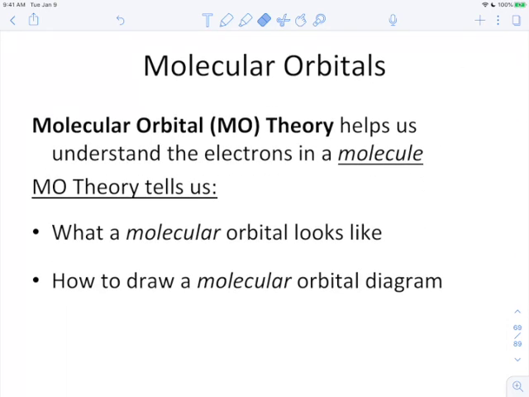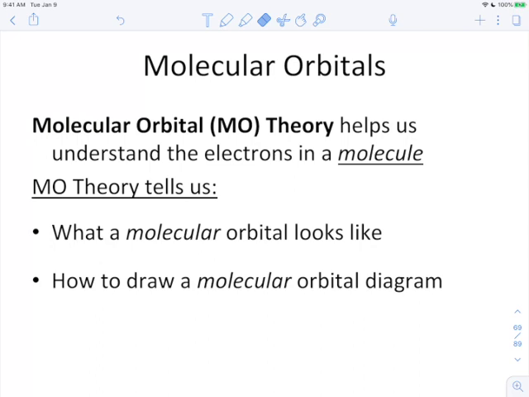All right, so we're going to start talking about what we call molecular orbitals, or molecular orbital theory, which we often refer to as just MO theory. It helps us to understand what a molecule looks like. Thus far, when we do things like our orbital diagrams, we've always talked about individual atoms. What's the electron configuration of an atom? What are the quantum numbers for the electrons in that atom? It's all been centered around individual atoms.